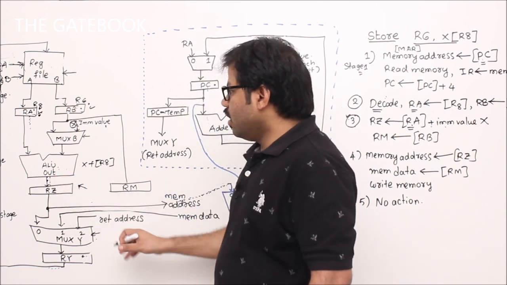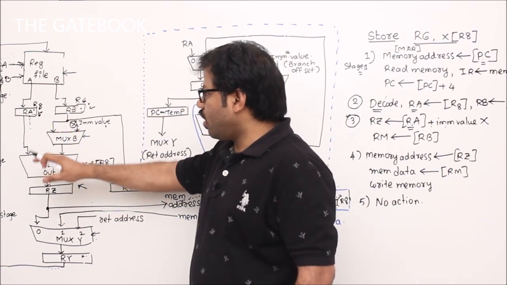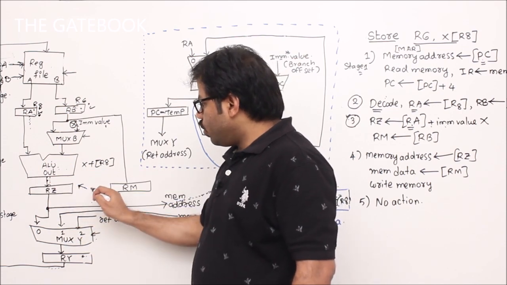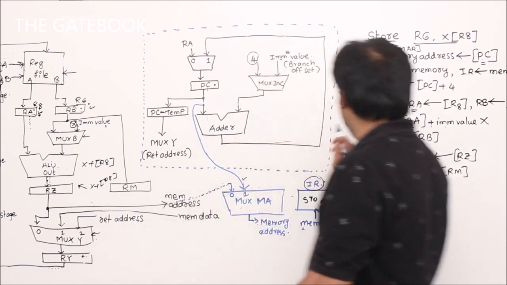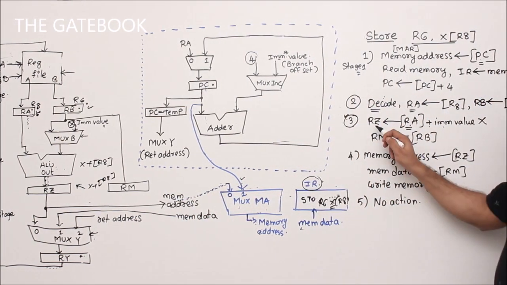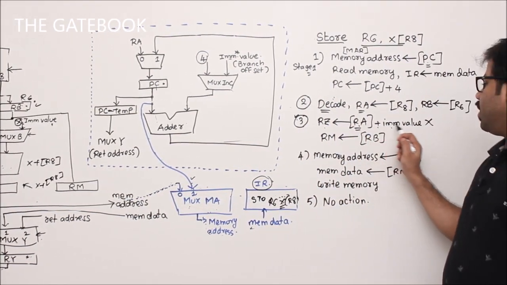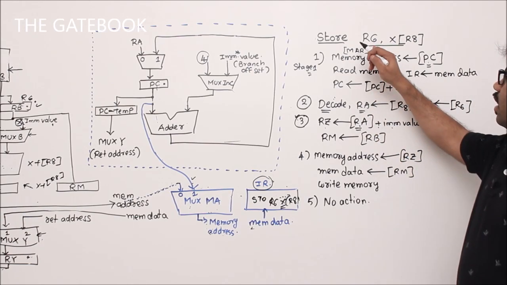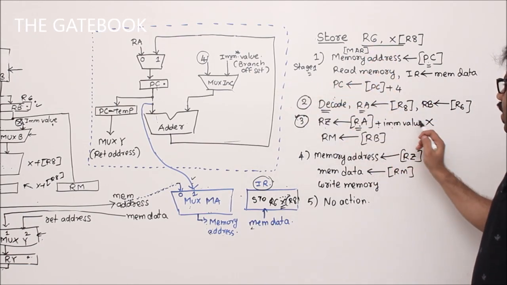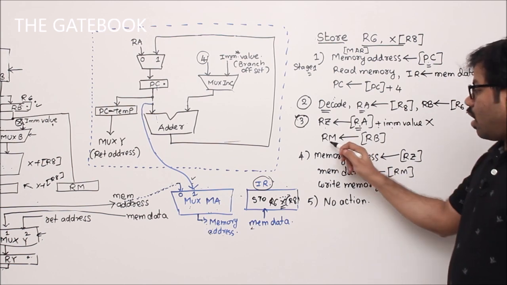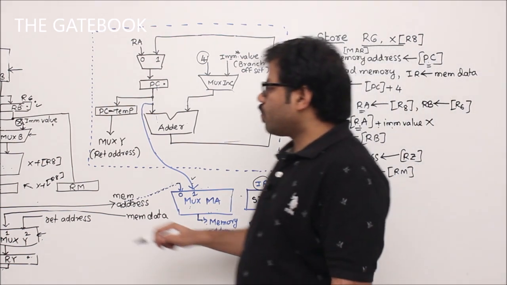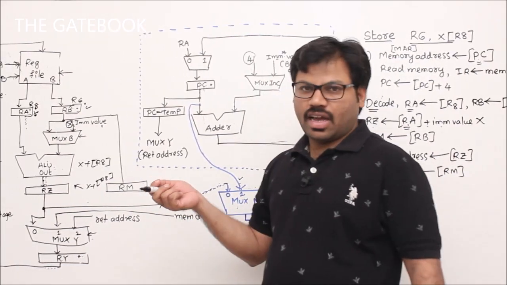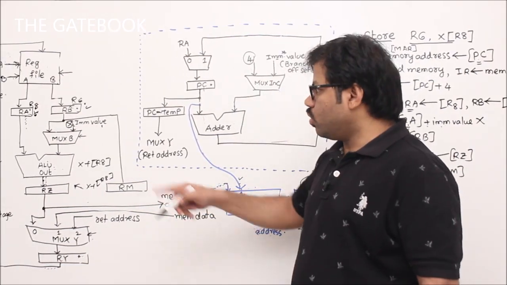So can I say one thing, if you give one clock cycle of time, RZ is going to get what? X plus R8, yes or no? Yes, that is what is mentioned here: RZ equal to RA plus immediate value X, where RA's content is R8, that's why X plus R8, not a big deal. Now RM should get RB's value. RM, I already explained this part, right?